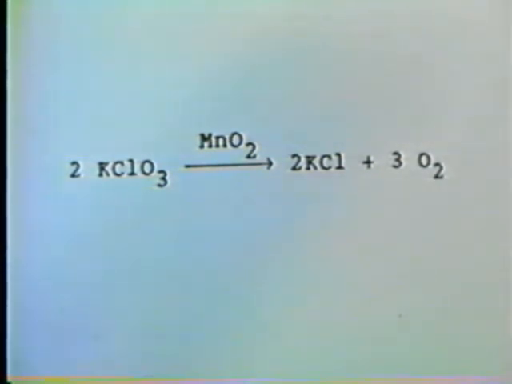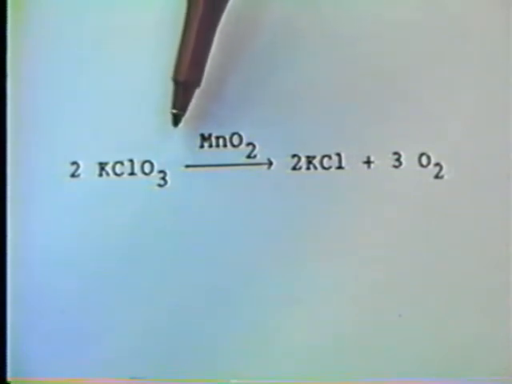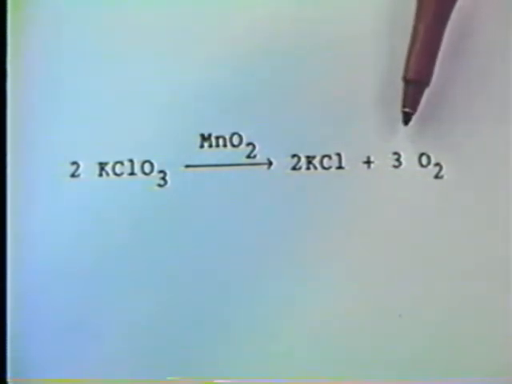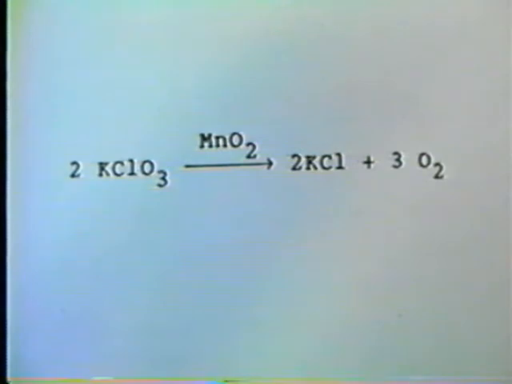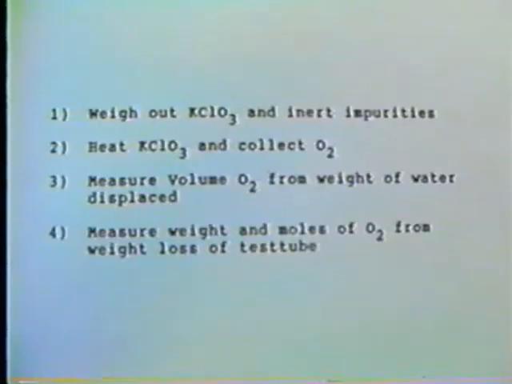The other thing which we're going to use in today's experiment, particularly when we calculate the purity of the potassium chlorate, is the stoichiometry of this reaction. Please note, 2 moles of potassium chlorate will generate 3 moles of oxygen. With all this background material in hand, the experiment itself can be summarized in 4 steps.